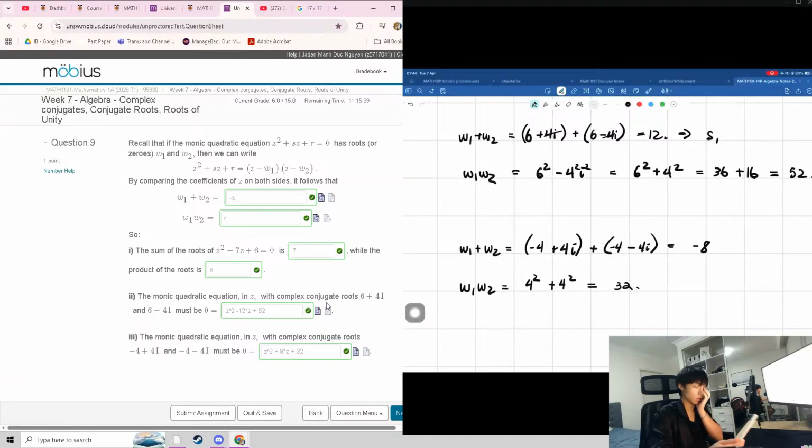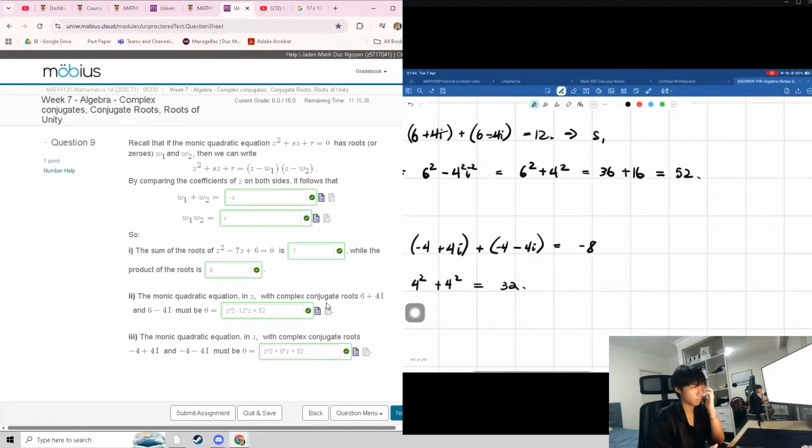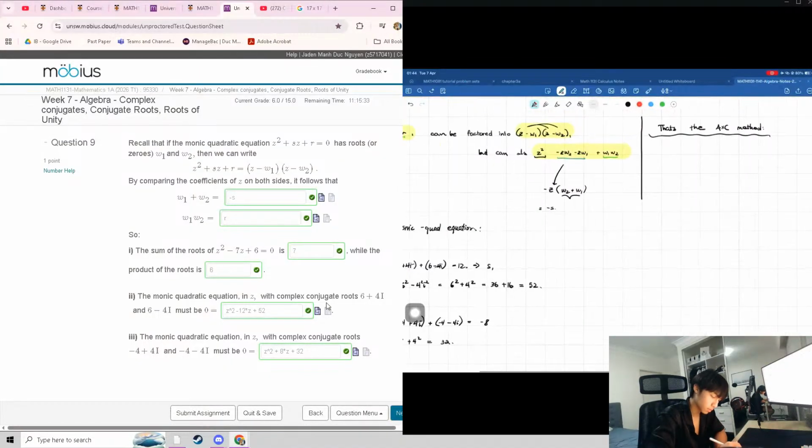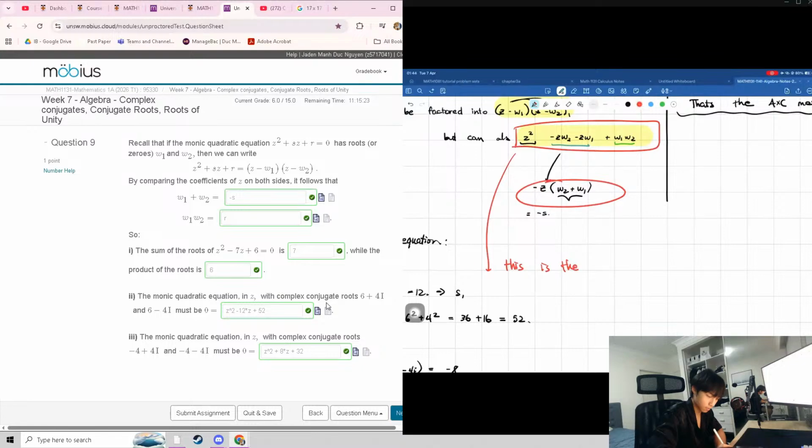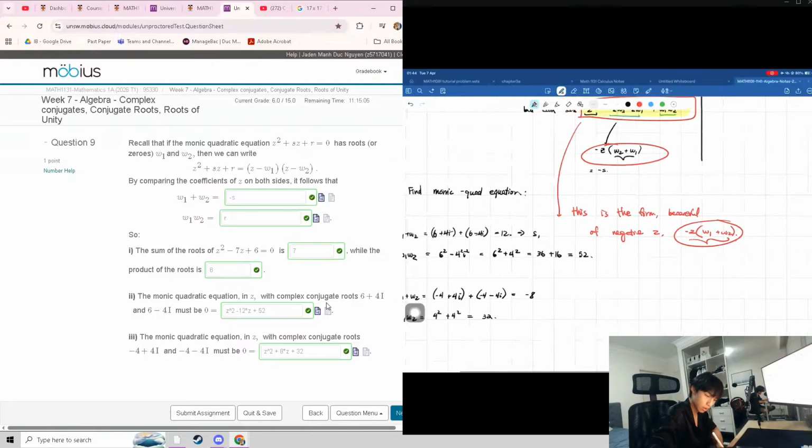Perfect. So just remember, this is in the form negative. Be careful of negative z, because negative z times W1 plus W2, negative z times negative 8 means plus 8z plus 32.